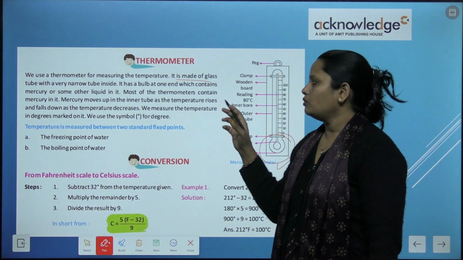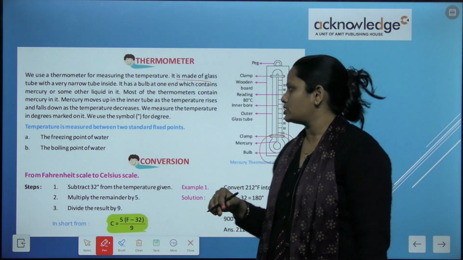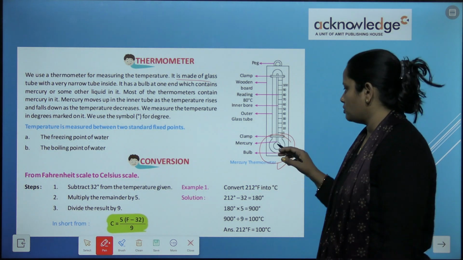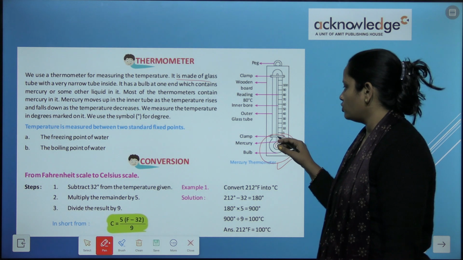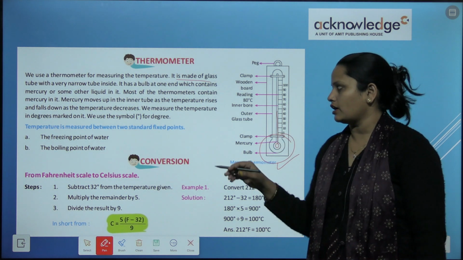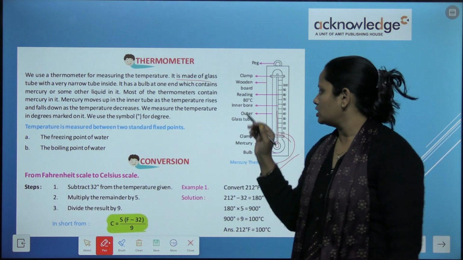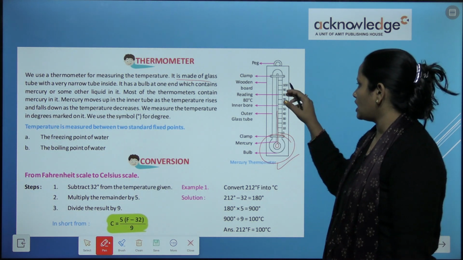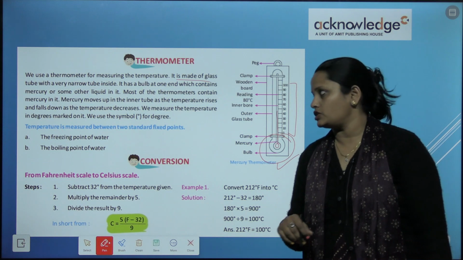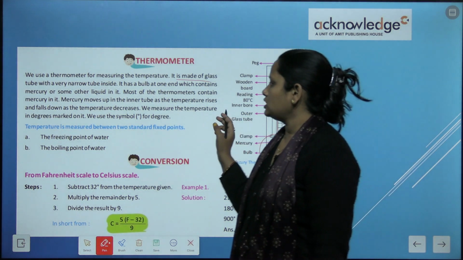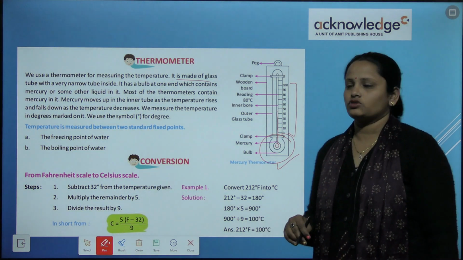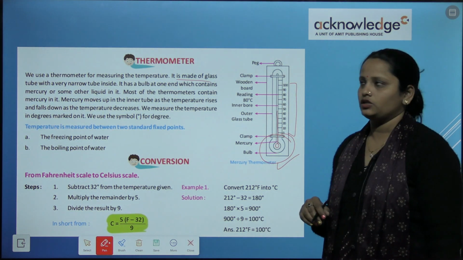मर्क्यूरी होता है. Mercury moves up in the inner tube as temperature rises. जैसे ही इसका टेम्परेचर बढ़ेगा तो ये मर्क्यूरी जो है यहाँ से वो ऊपर की तरफ बढ़ता चल जाएगा. We measure the temperature in degrees marked on it. और ये जो डिग्रीज यहाँ पे मार्क है इसमें ही हम इन्हें मेजर करते हैं. We measure the temperature in degrees marked on it. We use the symbol degree for it. और हम इसके लिए क्या यूज करते हैं? डिग्री सिंबल यूज करते हैं.